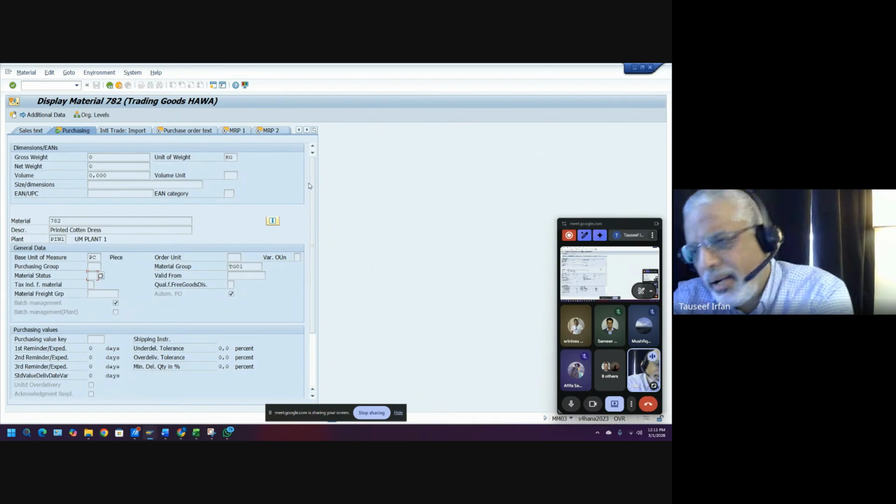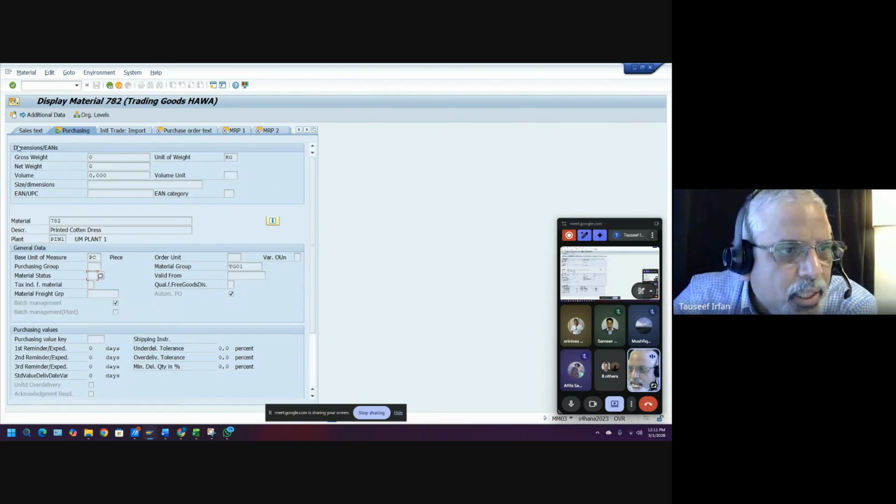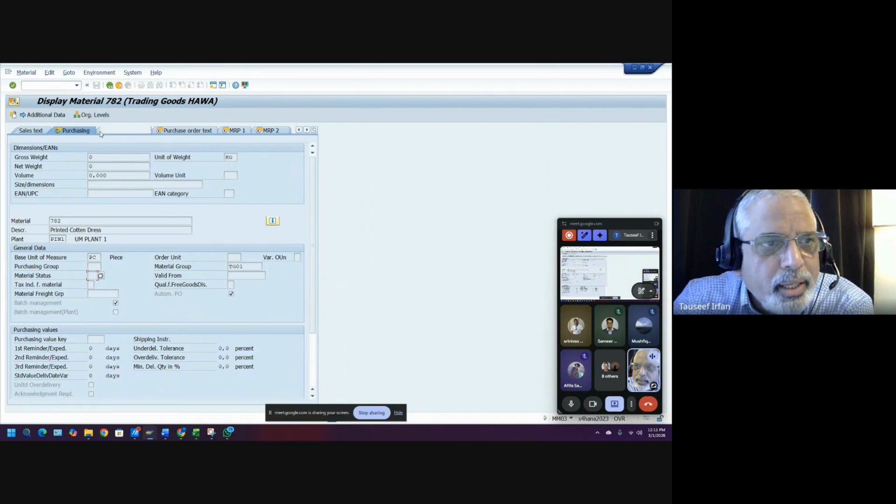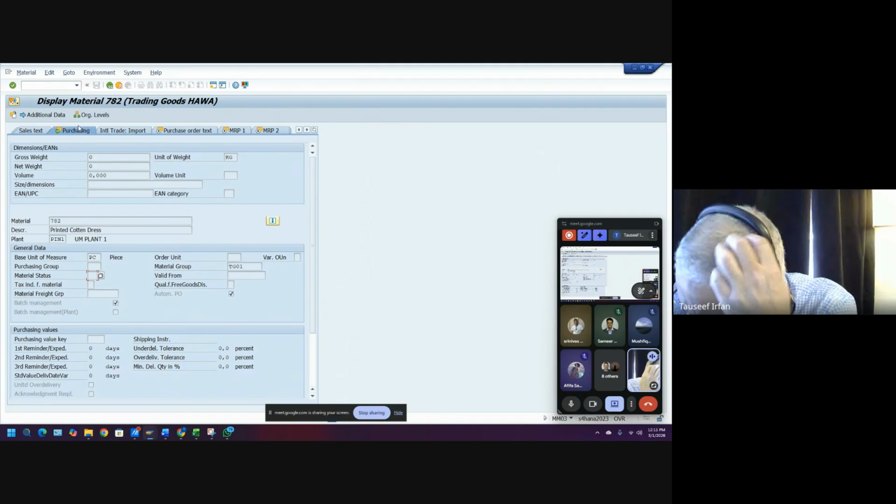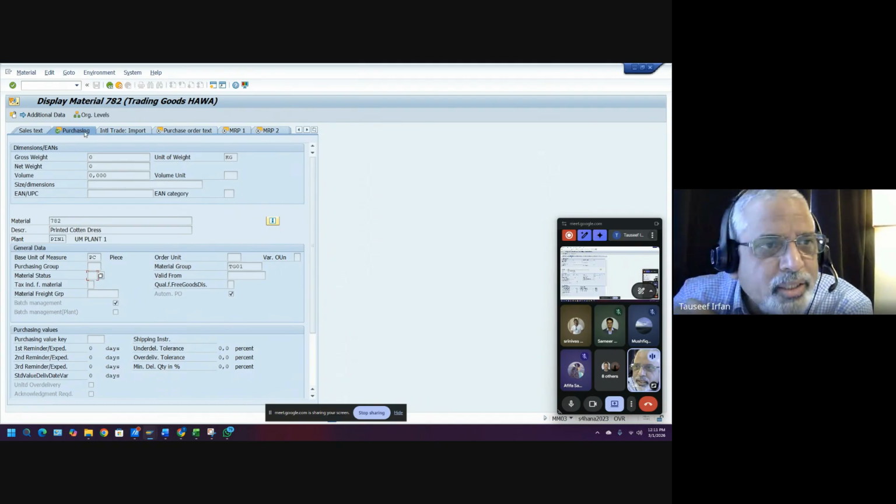One more thing I will tell you. You see these boxes here: this is the dimension EAN, and this is the general, and then purchasing, see it got moved here, somebody did that. All these things are known as, learn the SAP language, how it is structured. What is this purchasing in HANA language, Srinivas?